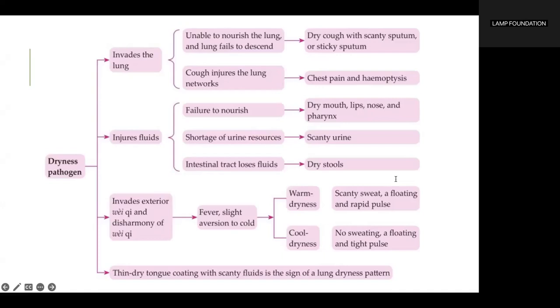The lung qi is defensive. The invasion of dryness causes fever and an aversion to cold because the defensive qi is damaged. The cool dryness is associated with the tendency of cold, so its manifestation is similar to wind cold, while the warm dryness is associated with the tendency of heat, so its manifestation is similar to wind heat. The dryness transformed into fire that damages the vessels of the lungs, results in chest pain and hemoptysis. The dryness injuring the body fluid of the lungs results in a dry tongue coating. In most cases, the pulse is rapid when the dryness injures the lungs.